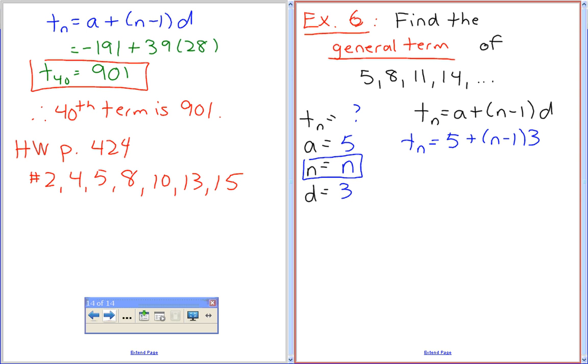And then when you sub it in, it's going to be 5 plus 3n minus 3. So Tn equals 3n plus 2. That's what your equation is going to be. Okay. That would be the general term. So if the question ever asks that, all that the general term means is just sub n equals n.